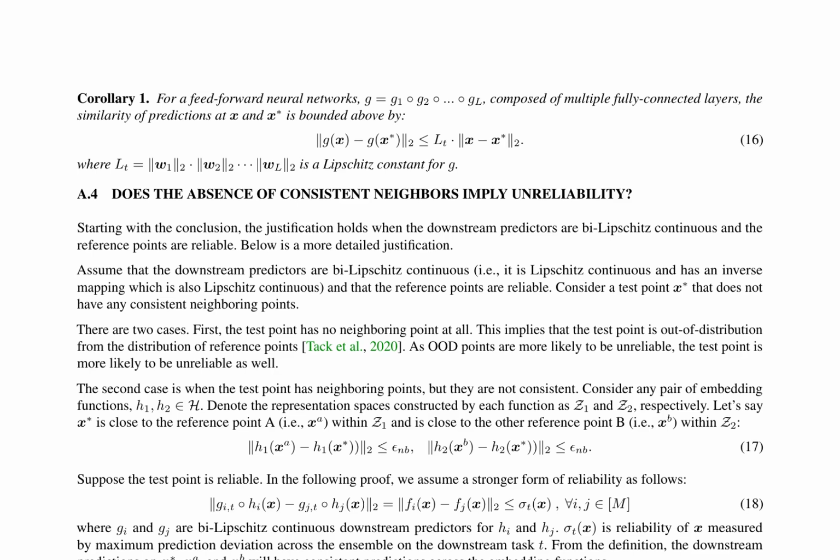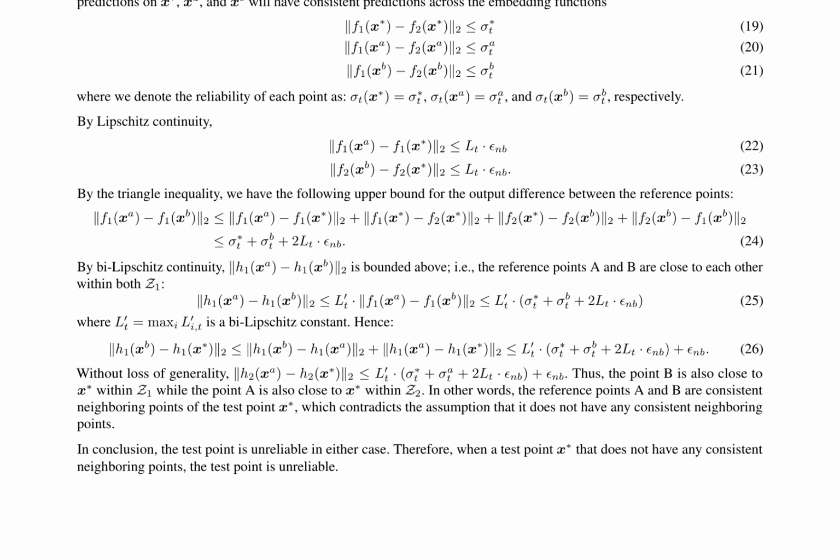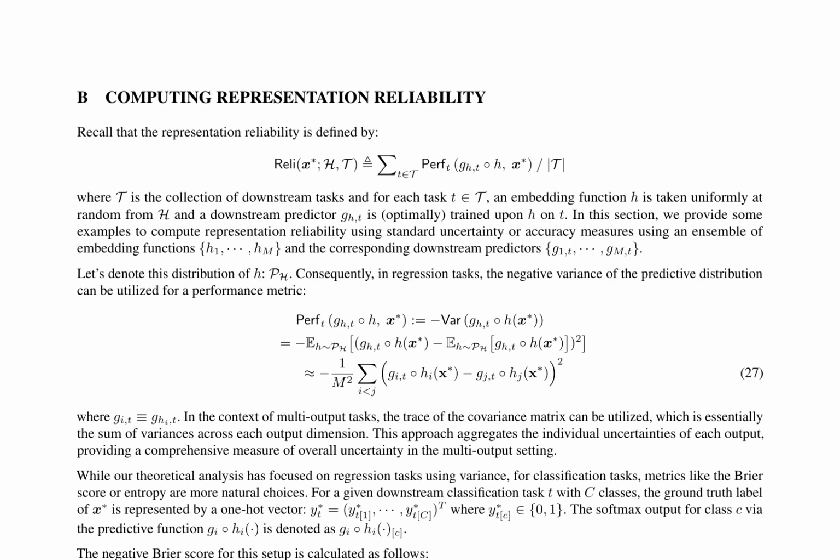The research discusses the reliability of predictions in feed-forward neural networks, particularly when the test point lacks consistent neighboring points. It starts by introducing Corollary 1, which establishes a bound on the similarity of predictions at different points. This is followed by a detailed justification for the unreliability of such test points, assuming bi-Lipschitz continuity of downstream predictors and reliable reference points. The analysis considers 2 cases: the test point having no neighboring points at all and the case where it has neighboring points but they are not consistent. The latter case leads to a contradiction, demonstrating the unreliability of the test point.